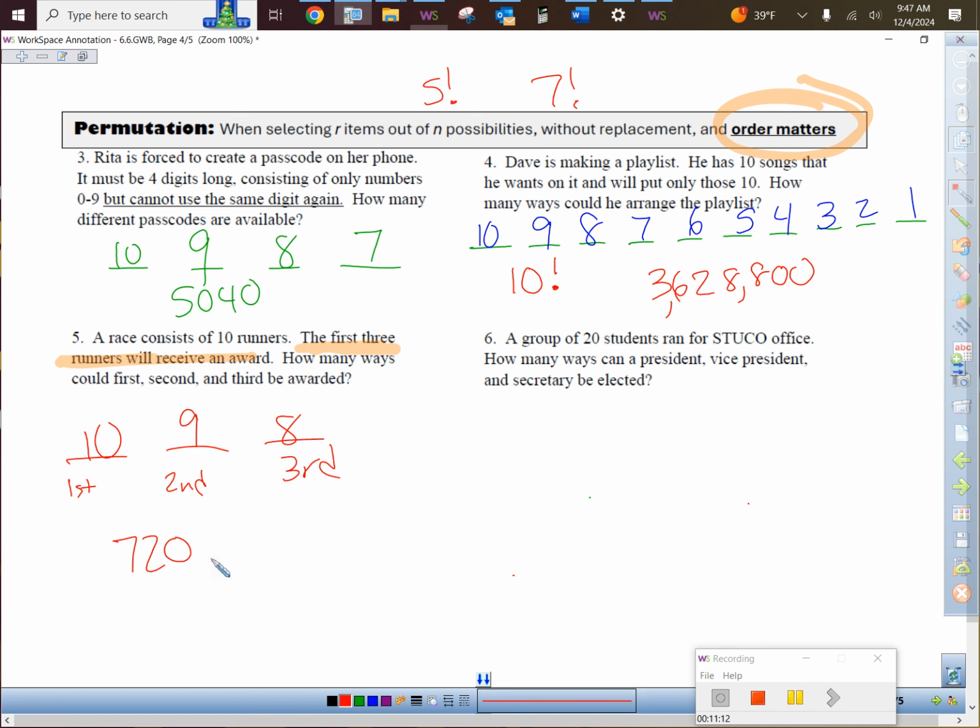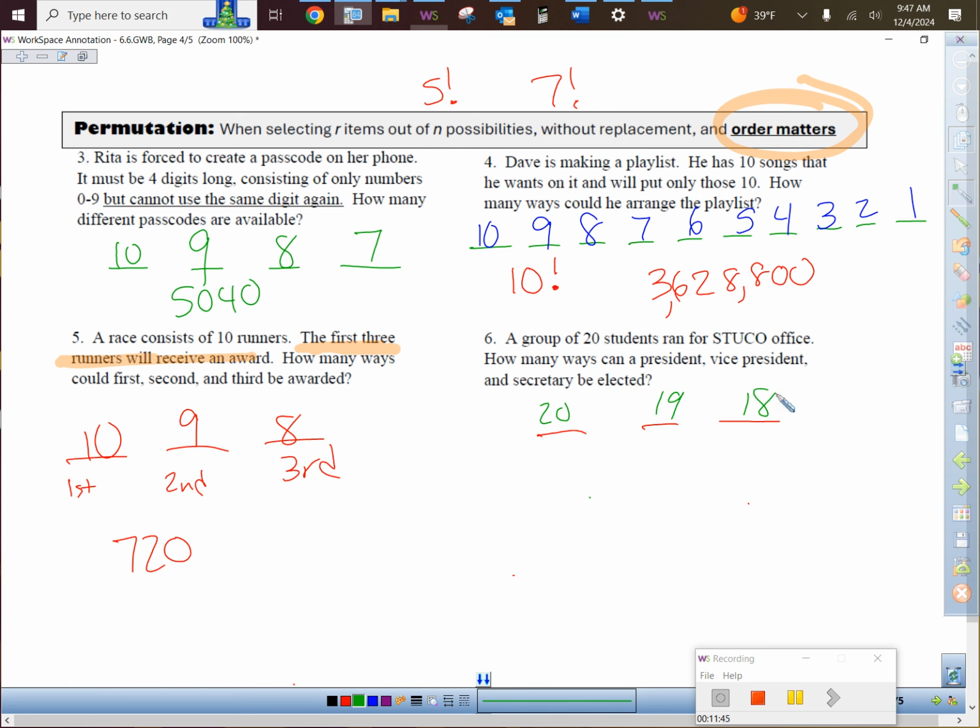So a group of 20 students ran for Stuco office, like president, vice president, and secretary. How many ways could they be selected? Your blanks is how many spots there are. Would you believe there's only 3 spots? President, vice president, and secretary. Cool? See if you can put the right numbers into the blank. How many people could be president? Then once the president is selected, how many people could be vice? And then once that is selected, how many could be the secretary? And check it with mine.